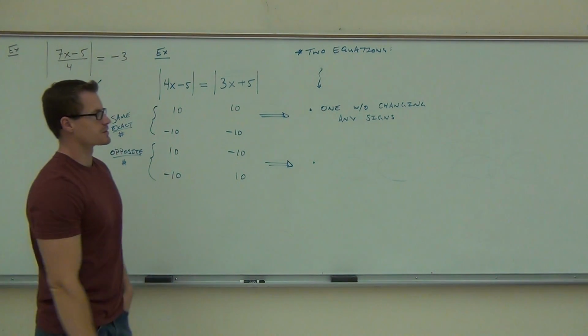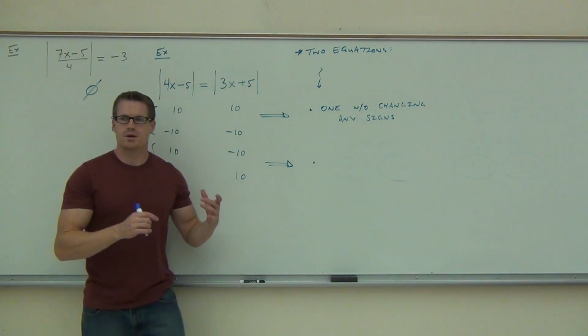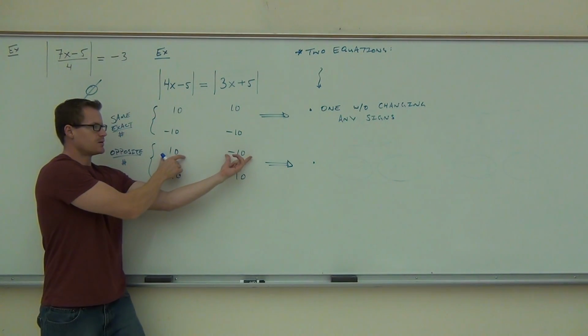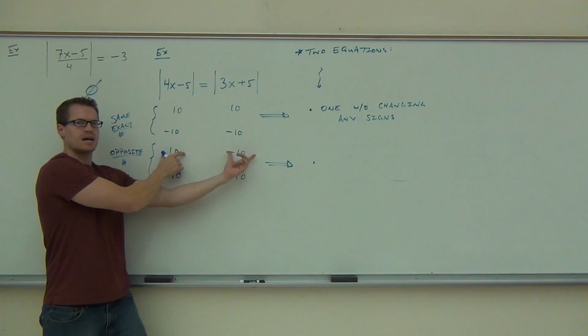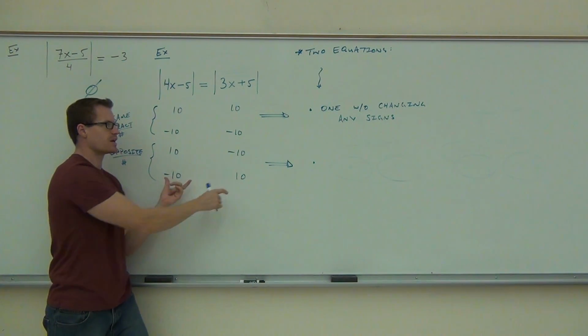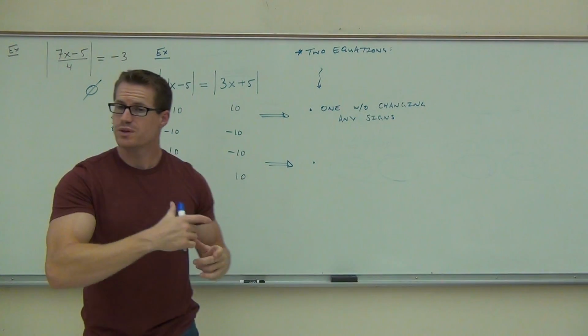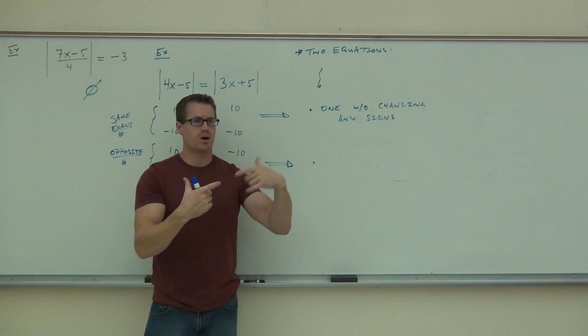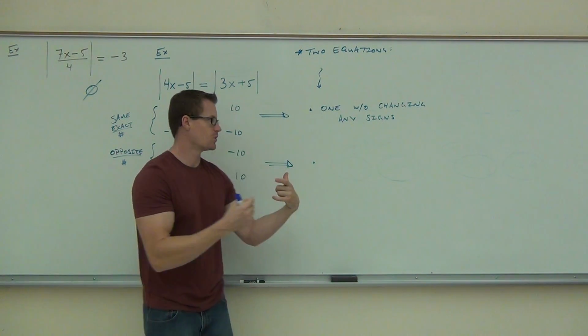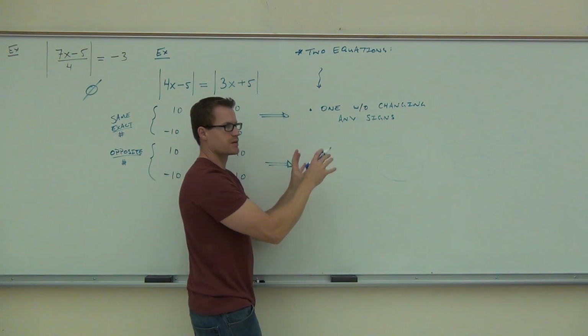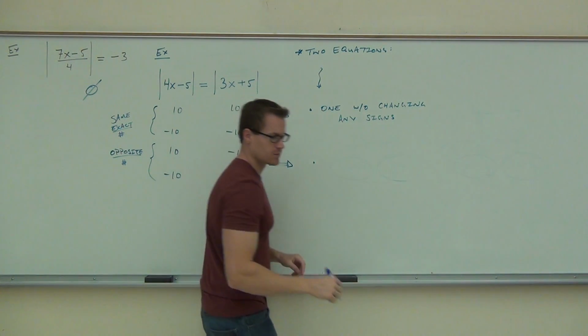The other one says, if they're opposite or off by a sign, so this is 10, this is negative 10, or this is negative 10, this is 10. We need one more equation. We need one where the first one stays the same, but the second one is negative. So one with changing the sign of the second absolute value, or second expression.